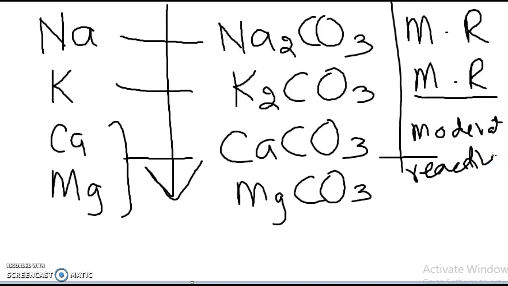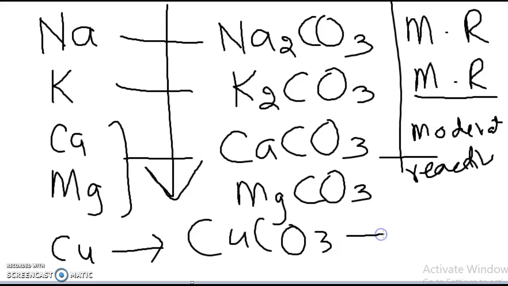Same like that, the more you go down the group, for example, we reach till copper. Copper being the least reactive metal in the reactivity series, copper is above gold and silver. So copper will take very less time to decompose because it is a less reactive metal.